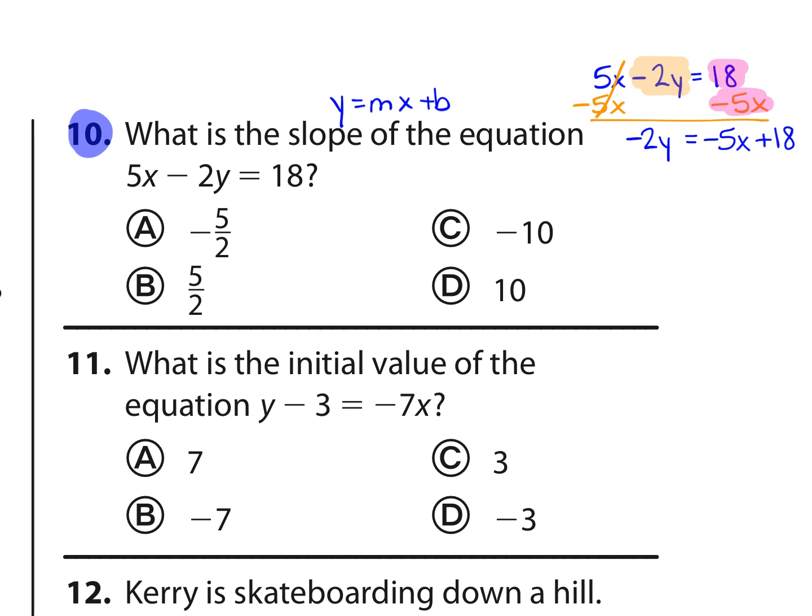Now, I've got the y term by itself, but I've got this coefficient, negative 2, that I need to get rid of. So I'm going to divide both sides by negative 2. On the left side, those cancel out, and we just get y. And on the right side, we need to go through and do some calculating and say, okay, negative 5x divided by negative 2. I can pull my fraction out, which is negative 5 over negative 2. And reduce that, and I get positive 5/2. It's already reduced. I get positive 5/2 x. Then I have positive 18 divided by negative 2 is negative 9.